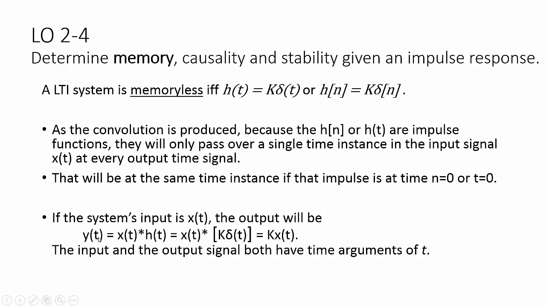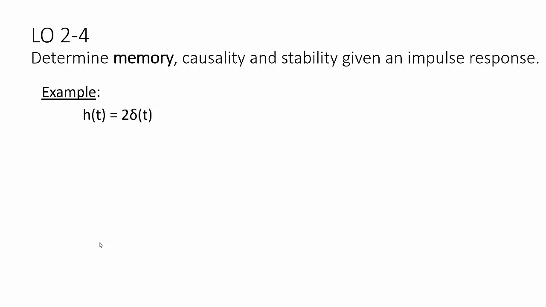So if we were to consider this from the continuous time point of view, y of t is a convolution of x and h. If our h is k times delta of t, the output is going to be kx of t based on the sifting theorem, where the convolution of x with delta of t is x. Therefore, because this has the same time argument as this does, our system is memoryless. You don't need to go through to show this for every problem, but this is the reasoning behind why it works. Let's try some examples.